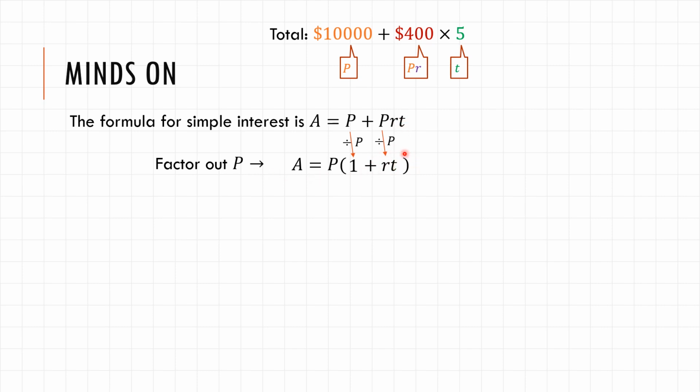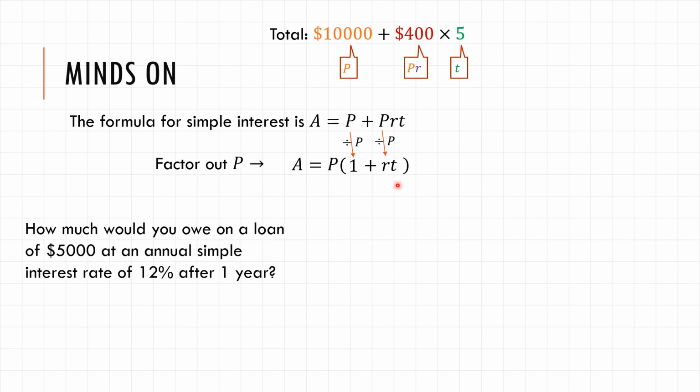So this is actually a slightly better version of the same formula. Notice that when we multiply this by P, we will end up right back here. P times 1 is P. P times RT is PRT. Now I can use this formula to find out stuff like, how much would I owe if I borrowed $5,000 at an annual simple interest rate of 12%? How much would I have to pay back after 1 year?